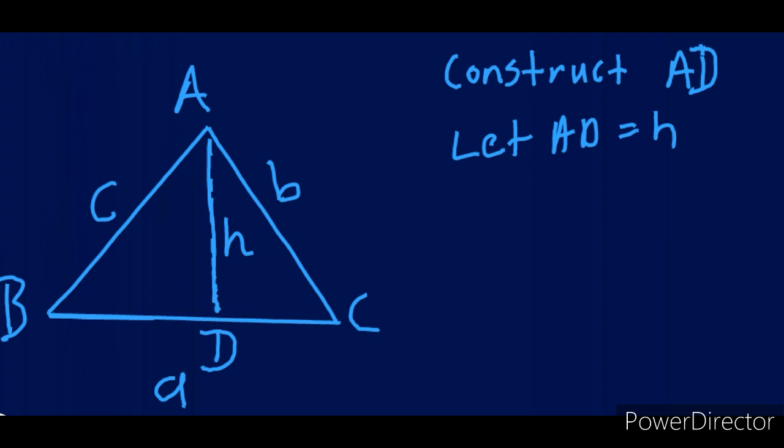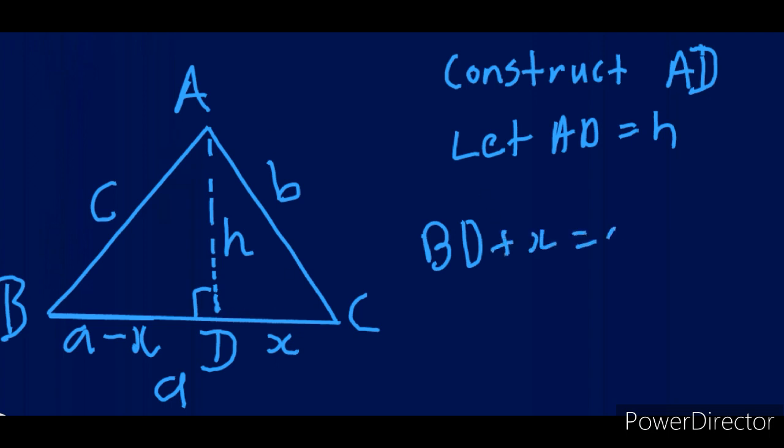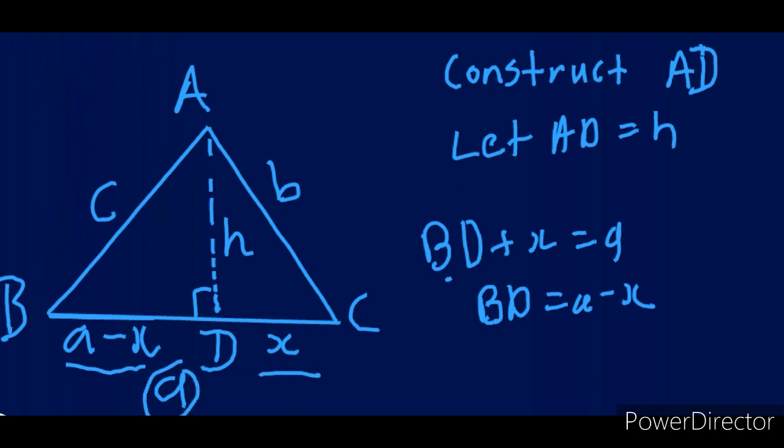Since this construction that we drew separated these two, we're going to call this part x. And since this part is x, this part is going to be a minus x. The reason is that BD, which is this part, plus x equals a, which is the total length. If we solve for BD, we end up with BD equals a minus x, which is exactly what we got here.